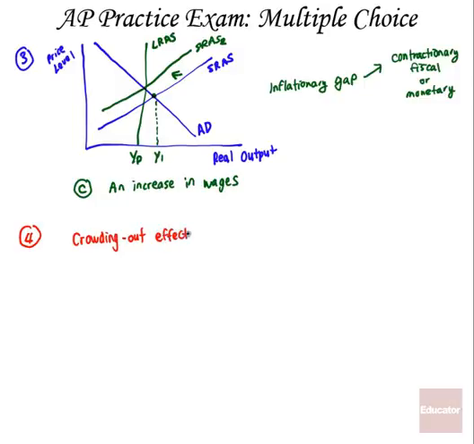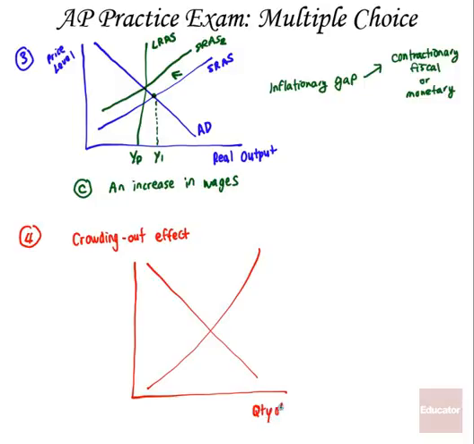So the crowding out effect is when the government borrows money. Here's how it looks when the government borrows money on the supply and demand of loanable funds. Here's the quantity of loanable funds, and here's R, the interest rate. And here's the demand for loanable funds, and here's the supply of loanable funds.